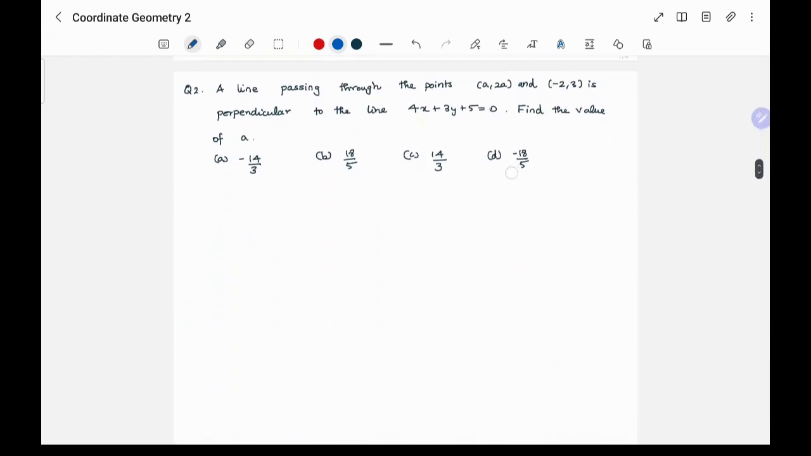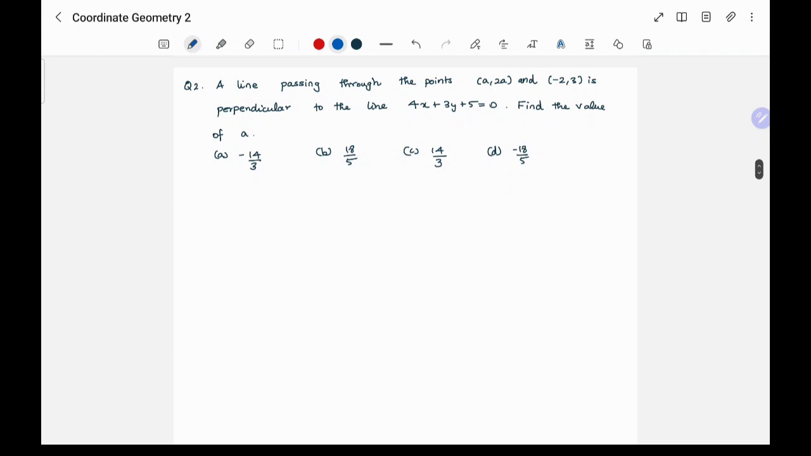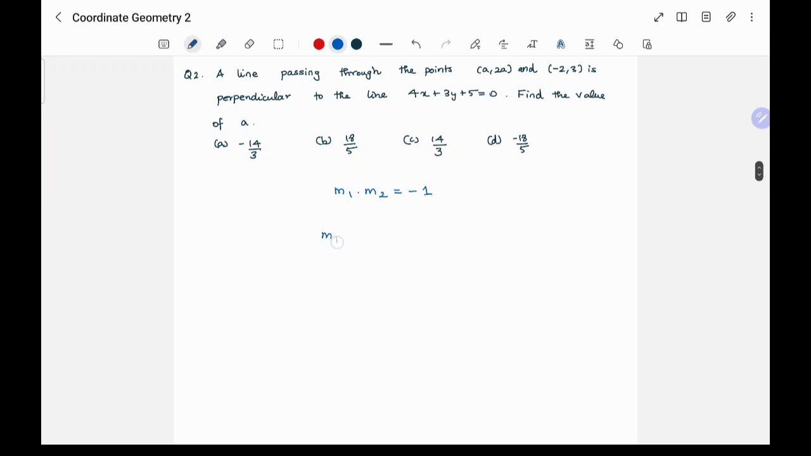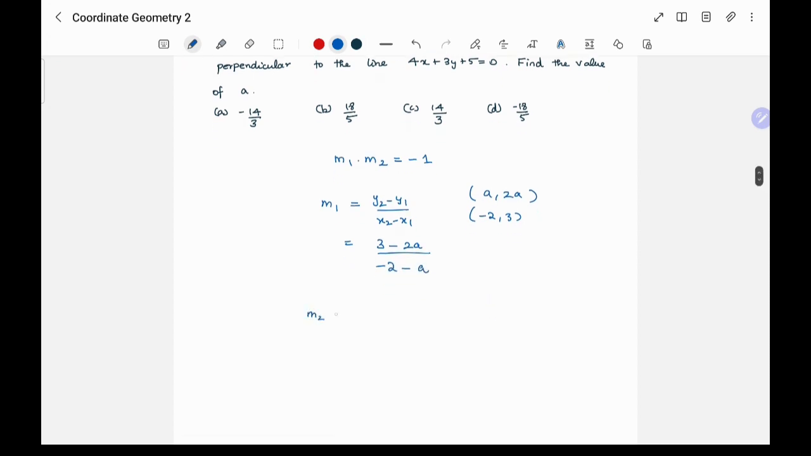Moving on to the next question. A line passing through the points a, 2a and minus 2, 3 is perpendicular to the line 4x plus 3y plus 5 equal to 0. Find the value of a. So we know for perpendicular lines the product of their slopes is equal to minus 1. So for the first line, let's take the slope through a, 2a and minus 2, 3. So it is y2 minus y1 by x2 minus x1, right? So m1 is 3 minus 2a divided by minus 2 minus a. And m2 we need to find.